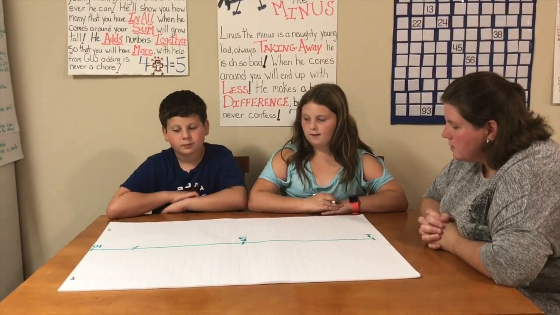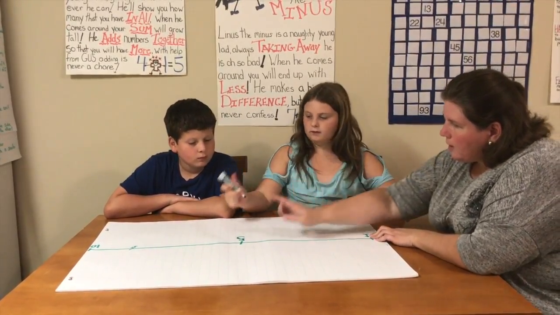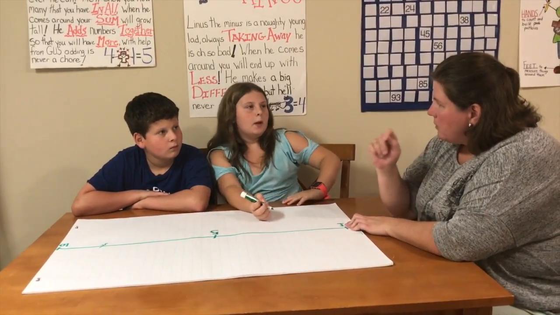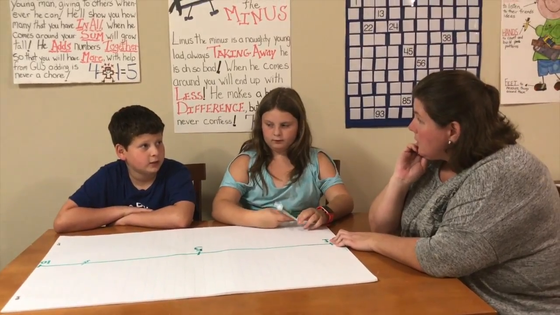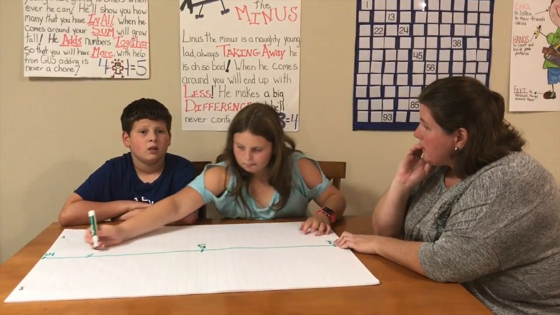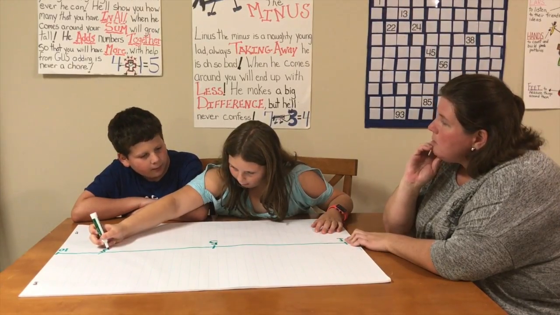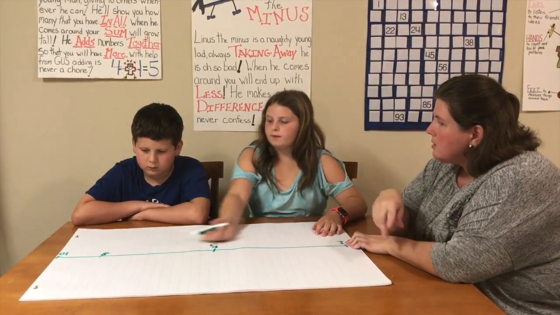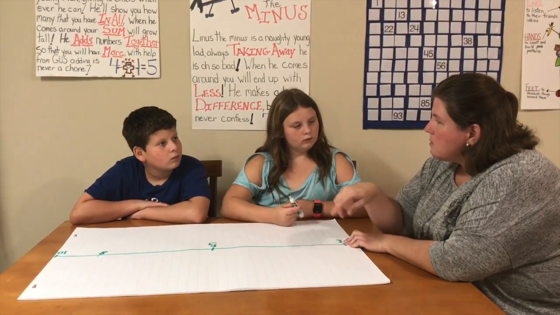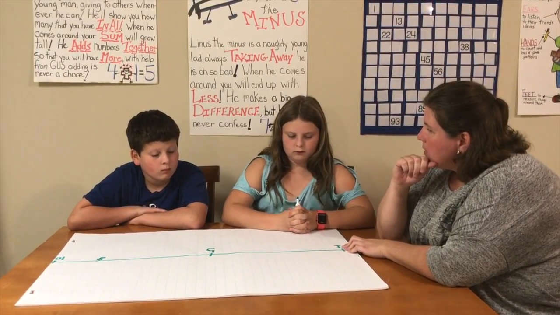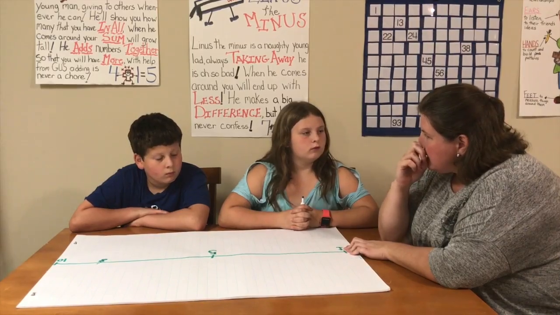Okay, so if 1 is here and 5 is in the middle, how do we know 8's on that end? Because it's close to 10. It rounds to 10. Good. How many more do we need to get to make 10 from 8? 2. Okay.